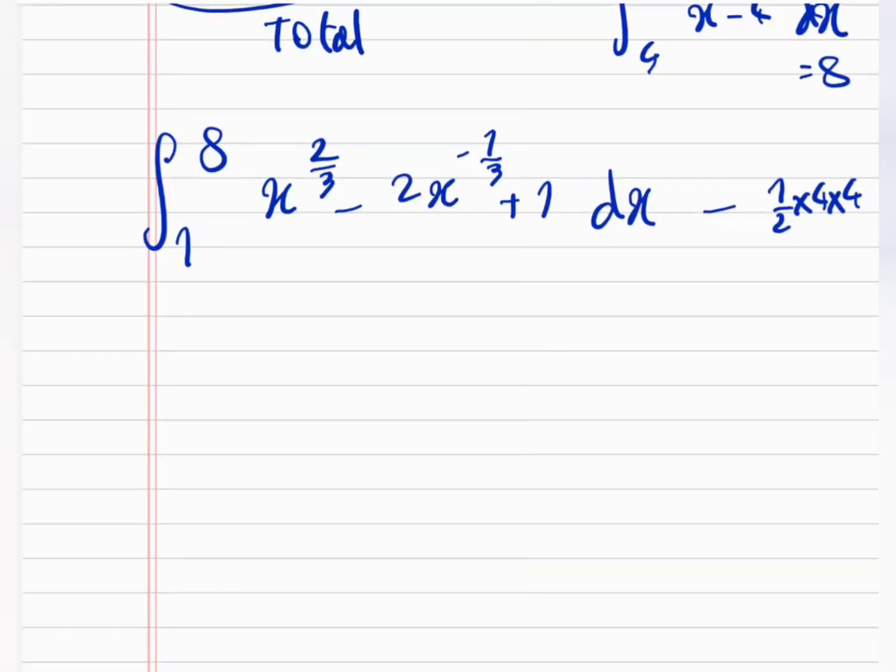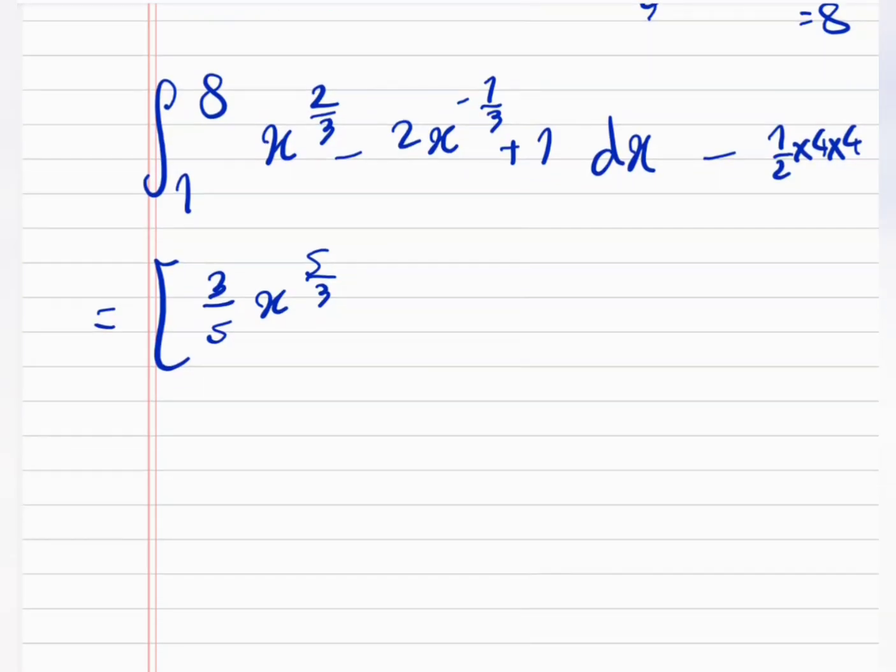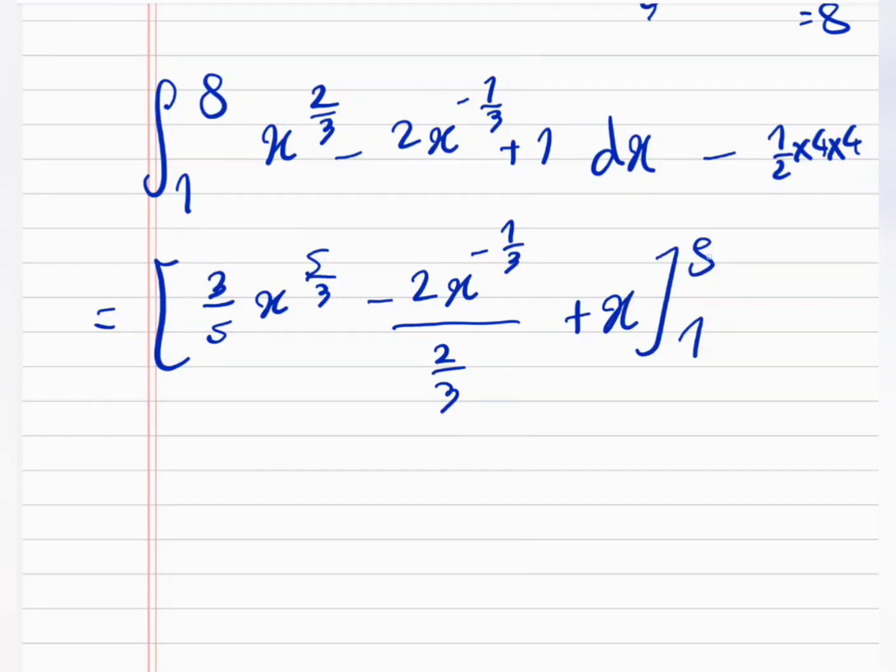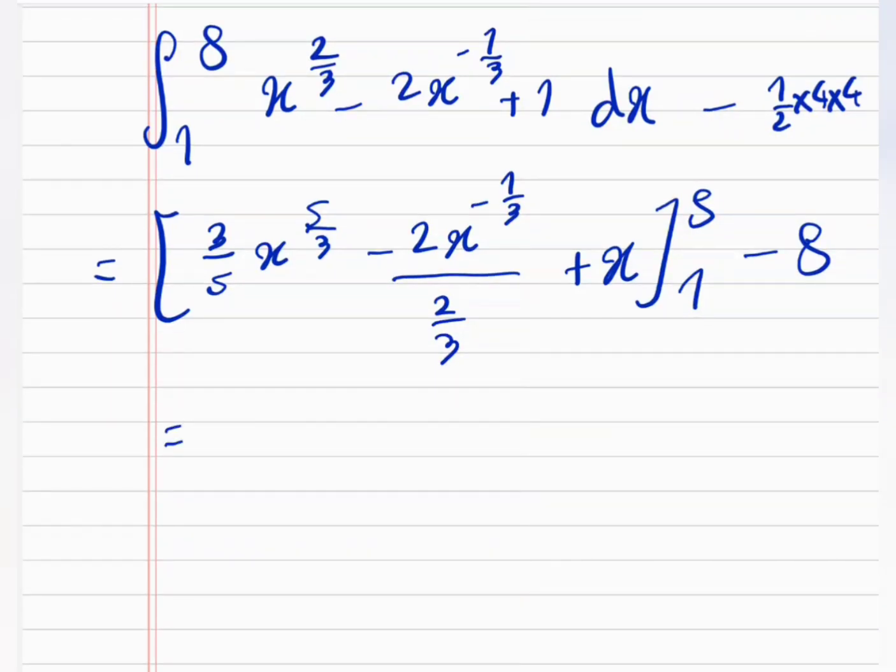Right, so now to solve the integral, we just integrate. So the first term integrates to 3 over 5 x to the power of 5 over 3. So be careful with this fraction, because sometimes it's very easy to miscalculate them and have the wrong integral. For the next term, we have minus 2x to the power of minus a third divided by 2 over 3, and finally the last term is just plus x. From 8 as the upper limit, and then 1 minus 8, and once we calculate this, we'll get 43 over 5 for the area.